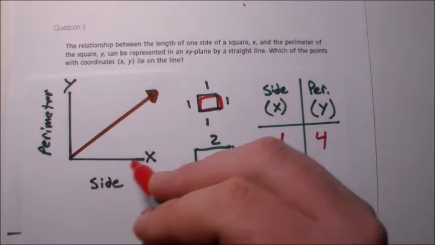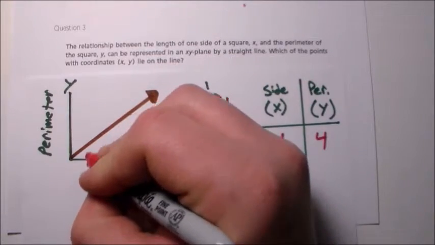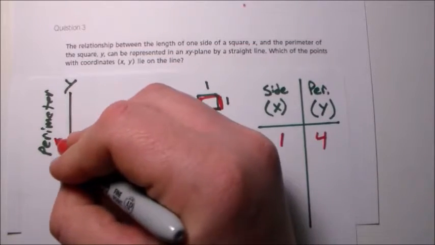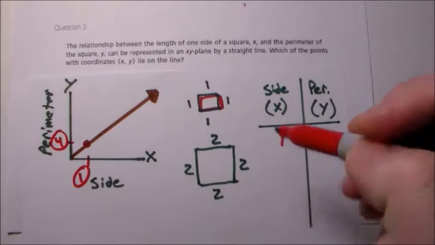We know x is on the horizontal axis and y is on the vertical axis. So let's just throw that in. We know this is going to be side length 1 and perimeter is going to equal 4. Okay. What do we have for 2?